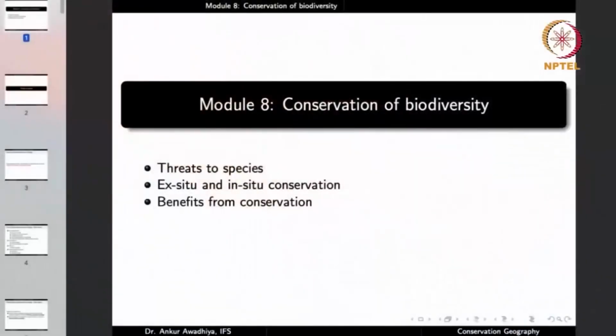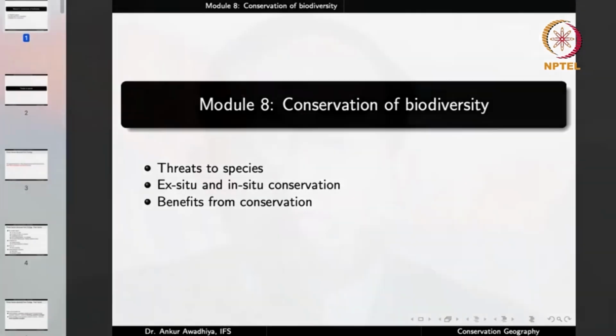Namaste. In the last lecture, we looked at biodiversity, which is the variety of life in all its forms and at different levels of organization. Today, we begin a new module, which is conservation of biodiversity. In this module, we will have three lectures: threats to species, in which we shall discuss the kinds of challenges that different biodiversity are facing on this planet.